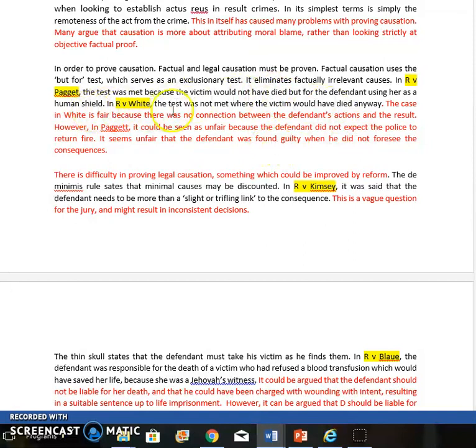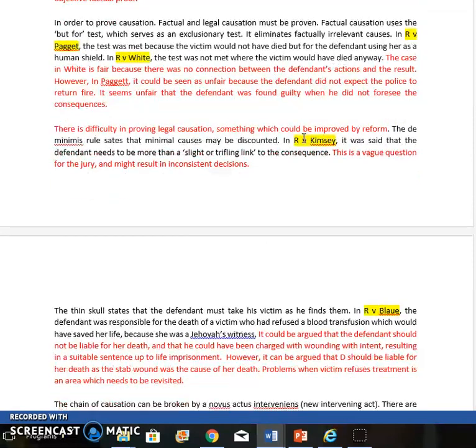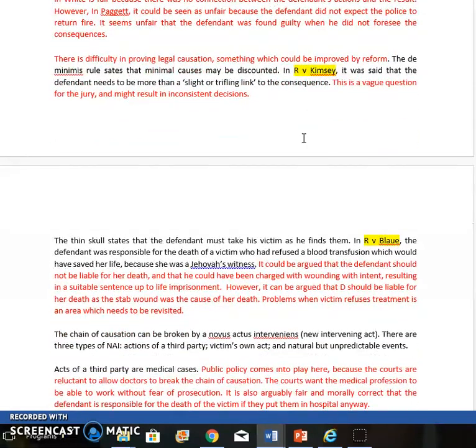So the case in White is fair because although what the defendant did was obviously wrong, he was not the cause of death. She was going to die anyway. He did, of course, get prosecuted for attempted murder. In Paget, you could argue that perhaps the case is a little unfair because clearly the defendant didn't expect the police to return fire. I mean, that's the whole reason he used her as a shield. So you could argue it does seem a little bit unfair on the defendant where he didn't foresee the consequences. I'm then going to move on to my legal causation.